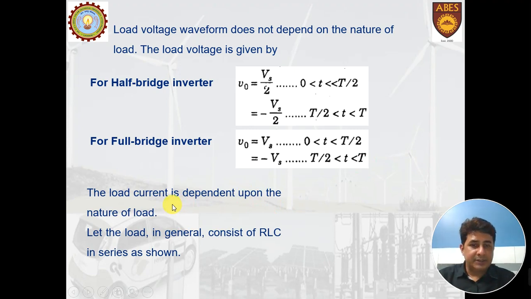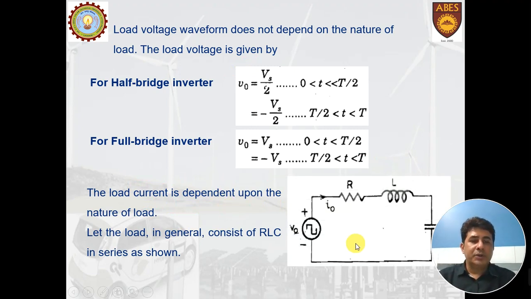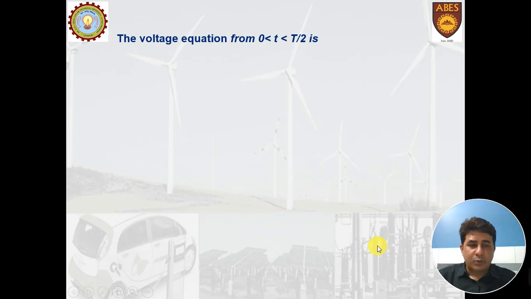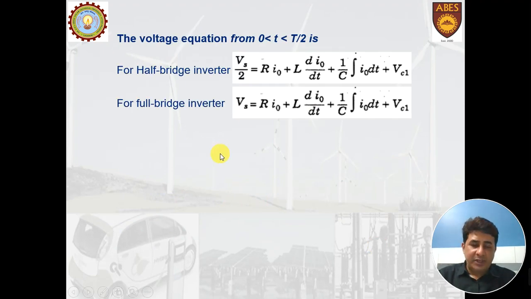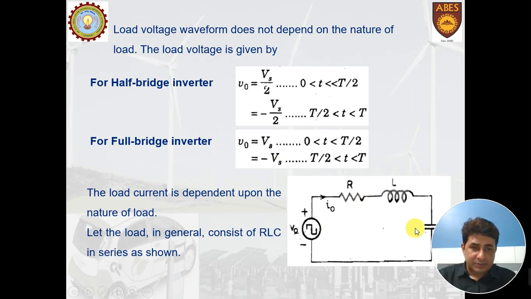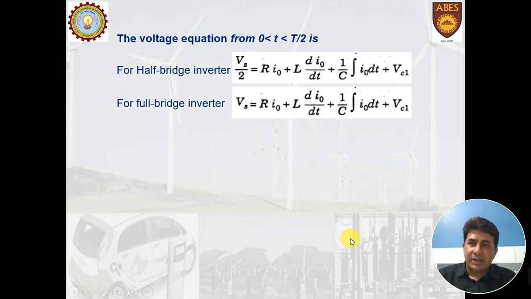The load current. Now, voltage is not dependent upon load. However, the load current is dependent upon the nature of the load. And generally, the load is an RLC load. So, I have made a small calculation based on the RLC load. If we apply KVL in this, for half bridge, output V0 will be considered as Vs by 2, and for full bridge it will be considered as Vs. So if we apply KVL for half bridge, we'll get this relation, and for full bridge we'll get this relation.